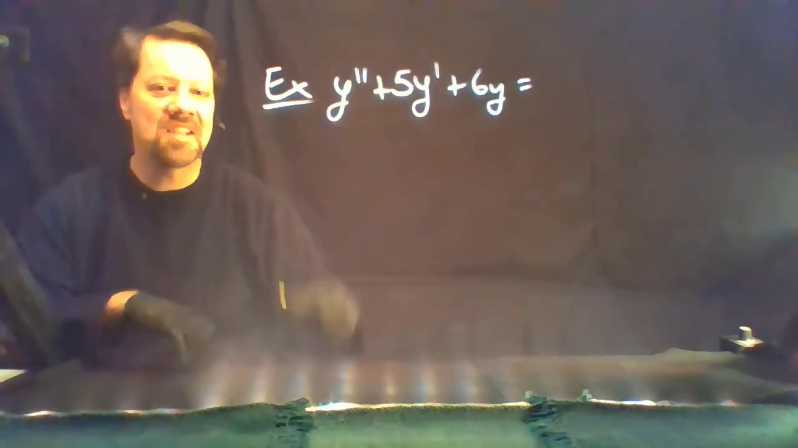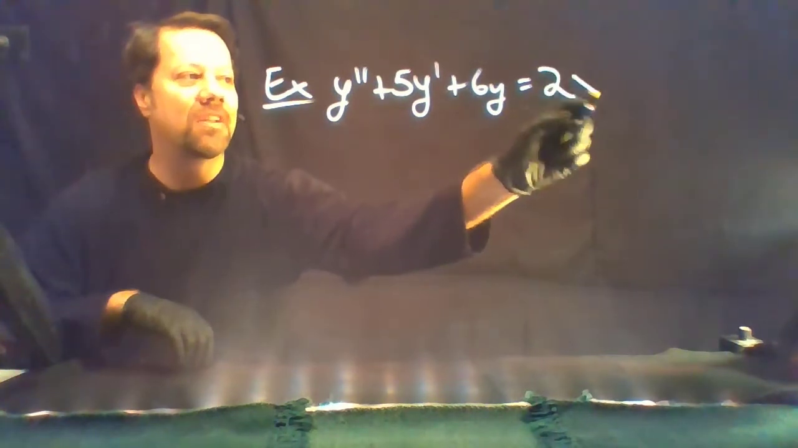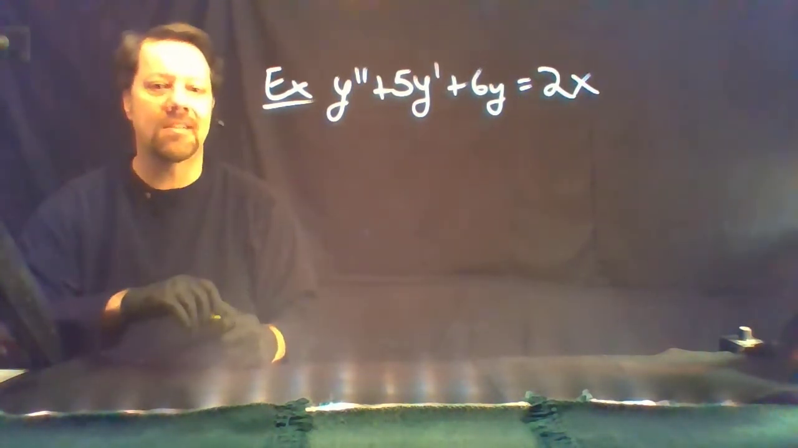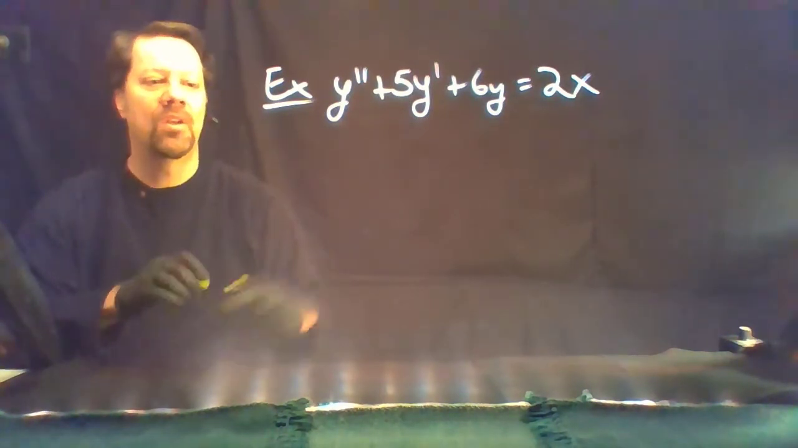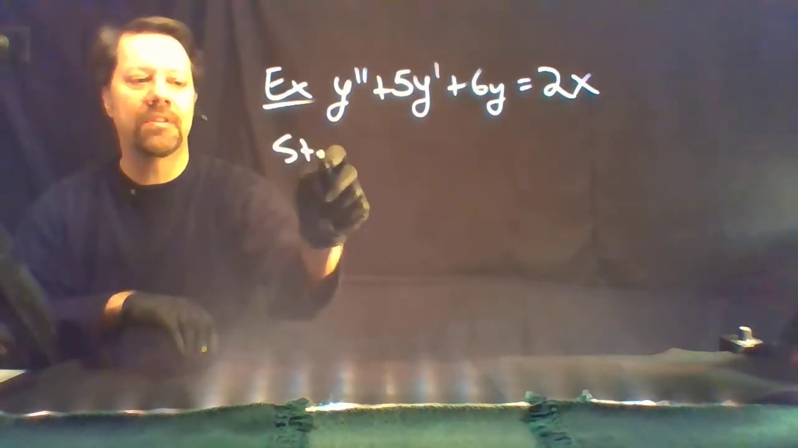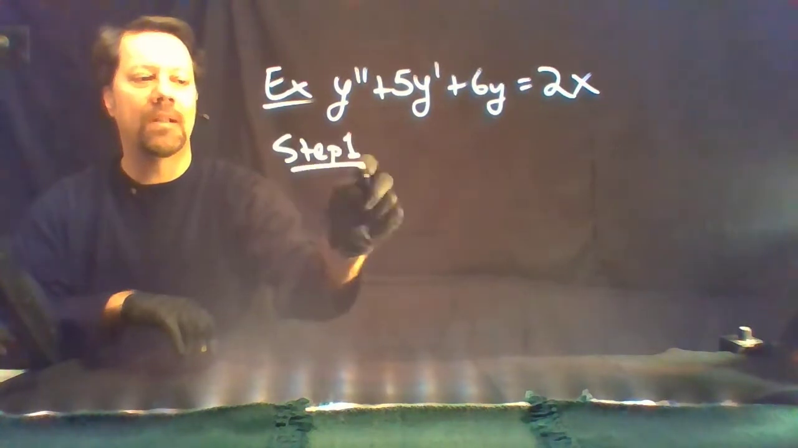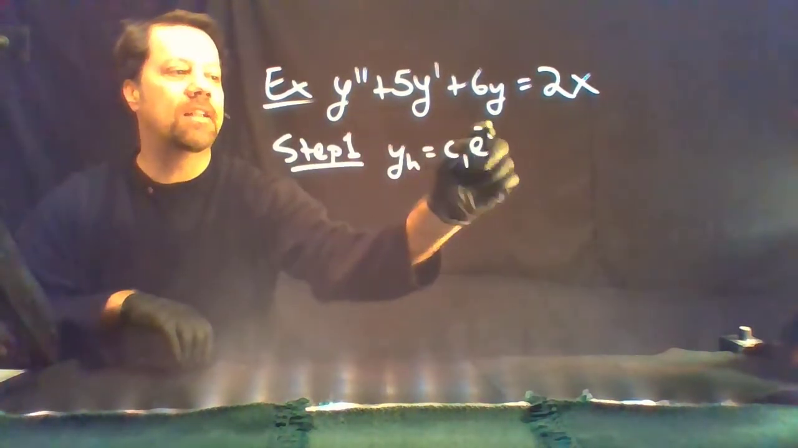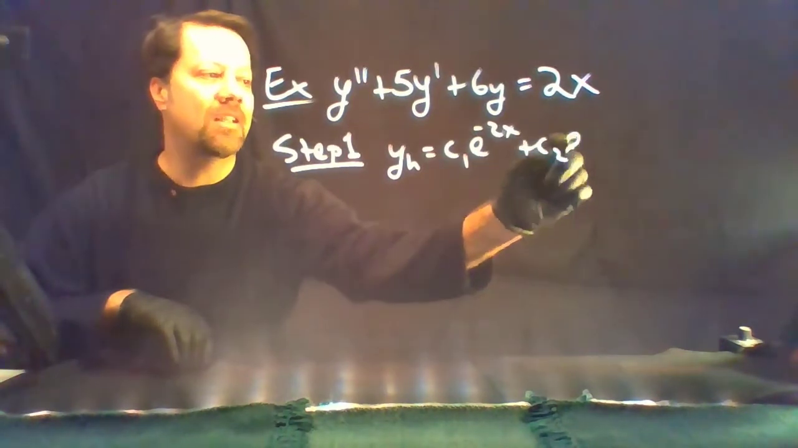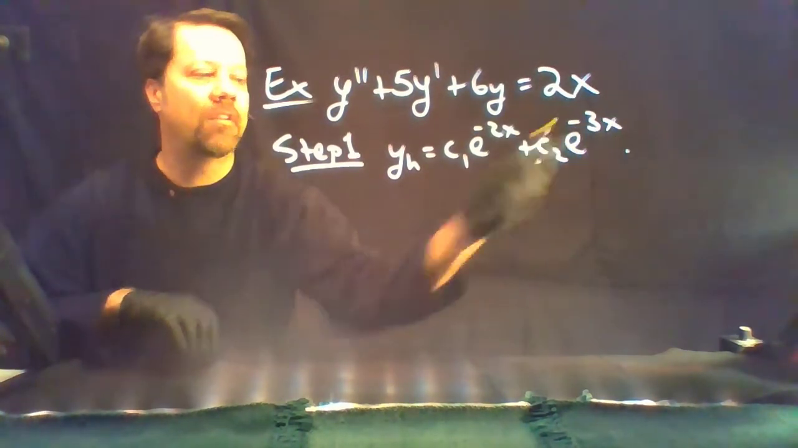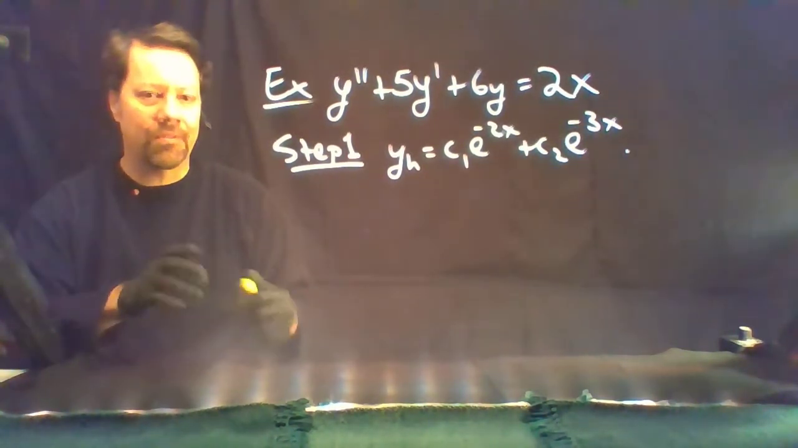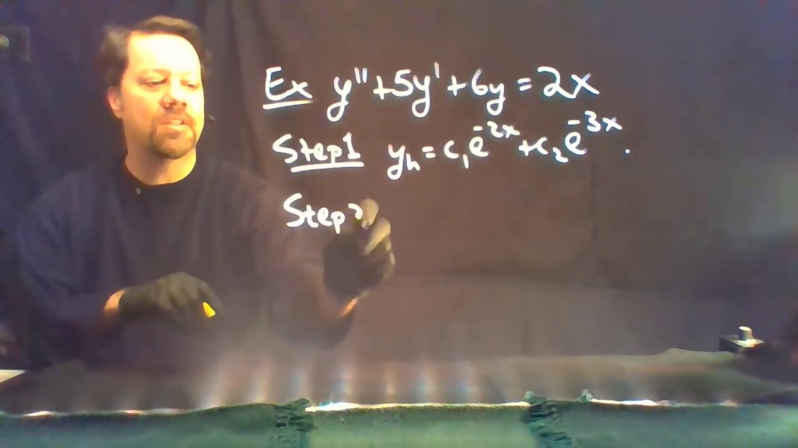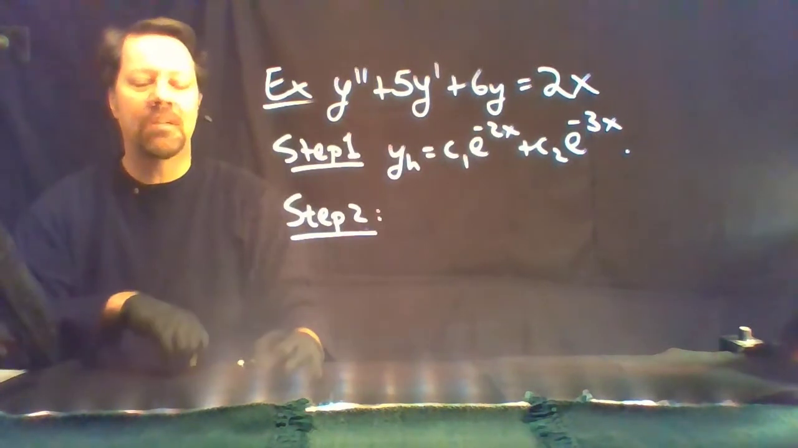In this next example, I'd like to make only one change, and that is that the forcing function is 2x instead of e to the x. We already know the result from step 1, that the homogeneous solution is c1 e to the negative 2x plus c2 e to the negative 3x. So there's no point in going through that again. What changes is step 2. We need to make an appropriate guess.